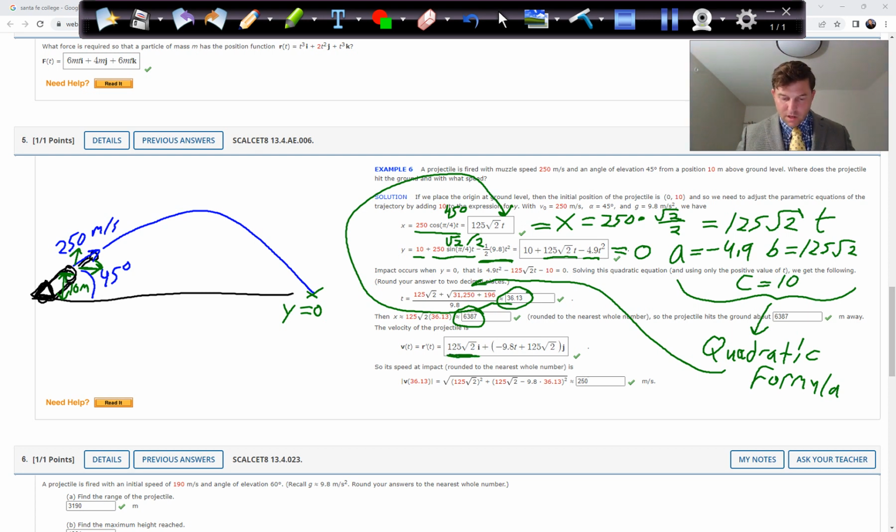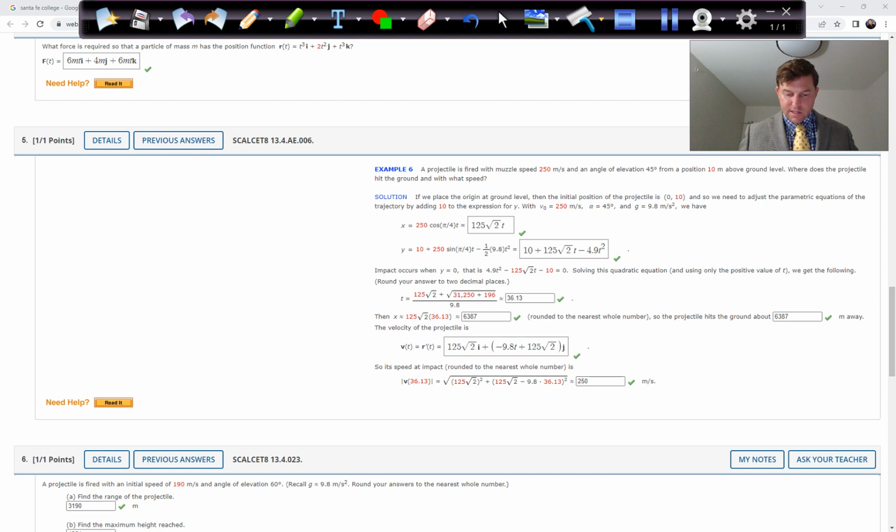The derivative of this would be 10 goes away, 125 root 2 would stick around, the t goes away, that's this component here, and then minus 4.9 times t squared would become double the 4.9, 9.8 times t, right there, with the minus sign. So that's the derivative. Then the last thing is they want us to find the magnitude of this derivative when the time is 36 seconds. So you plug 36.13 in for t right here.